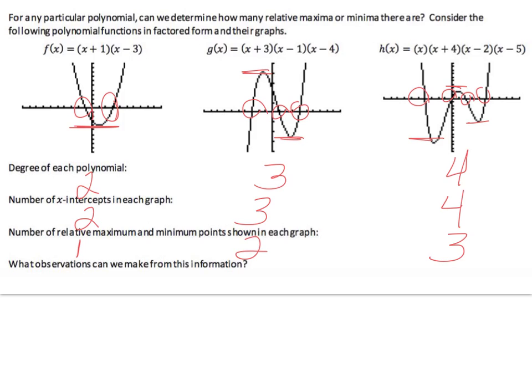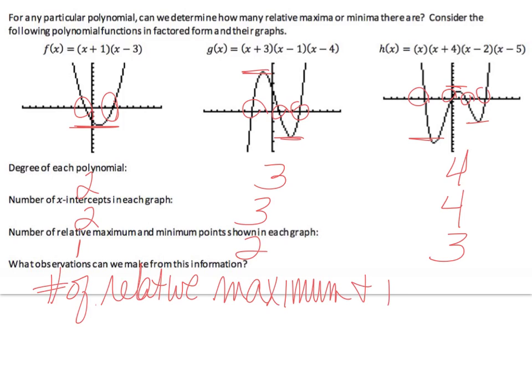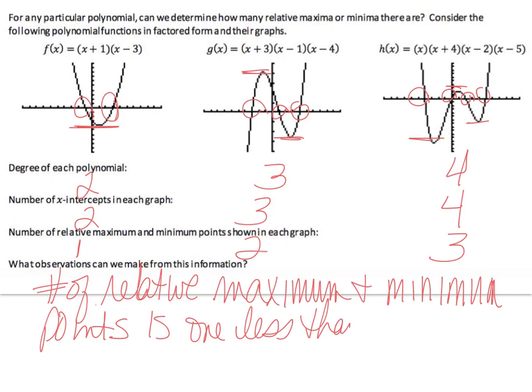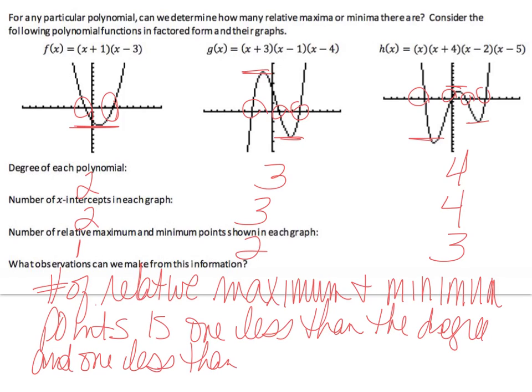What observations can we make from this information? The number of relative maximum and minimum points is 1 less than the degree and 1 less than the number of x-intercepts. Cool. Let's try some more.